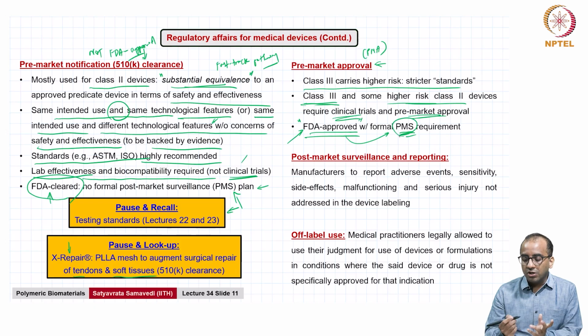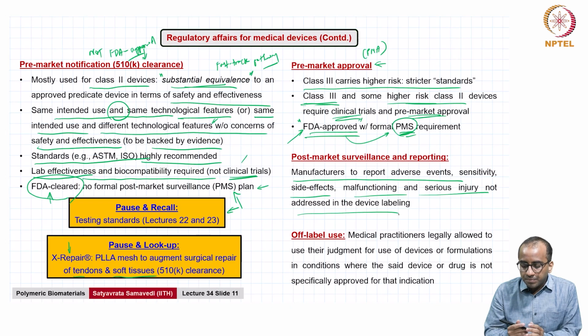post-market surveillance, which includes manufacturers reporting adverse events, sensitivity, side effects, malfunctioning and serious injuries not addressed in the device labeling or not presented in the pre-market approval documentation. Of course, doctors are also expected to report deaths. Patients can voluntarily report issues that they face. So, all of that is included within post-market surveillance and reporting.